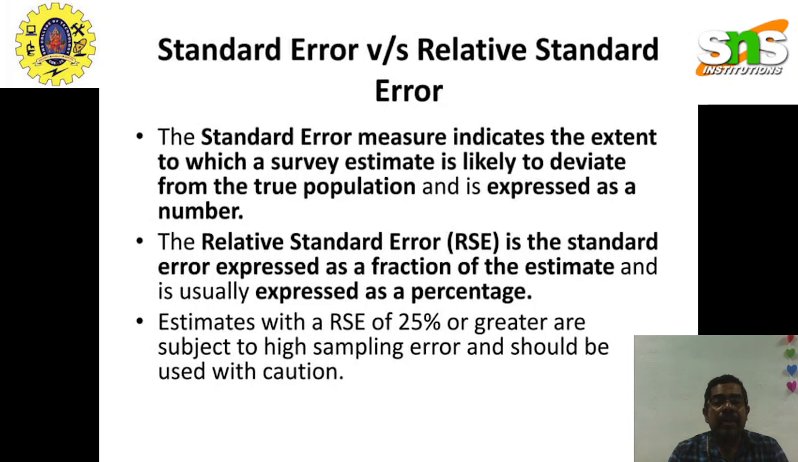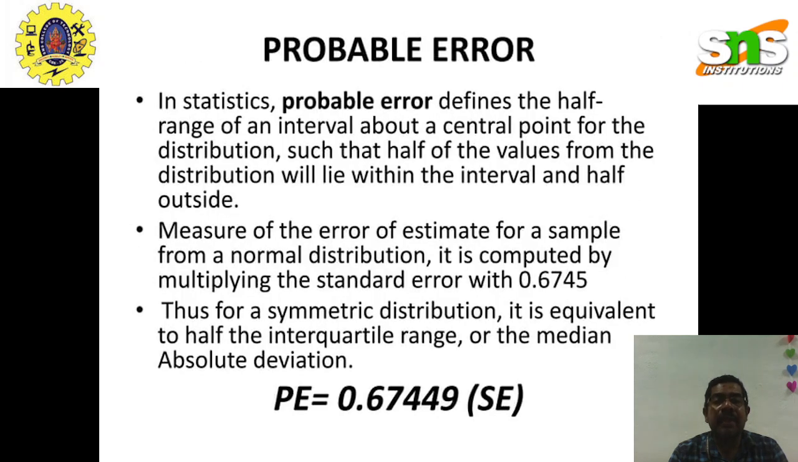Comparing relative standard error versus standard error: the standard error indicates the extent to which the survey estimates are likely to deviate from the true population, and it is expressed as a number. The relative standard error is always expressed as a fraction of the estimate, in the form of a percentage. So the RSE is always talked about as a percentage, while the standard error is always talked about as a value.